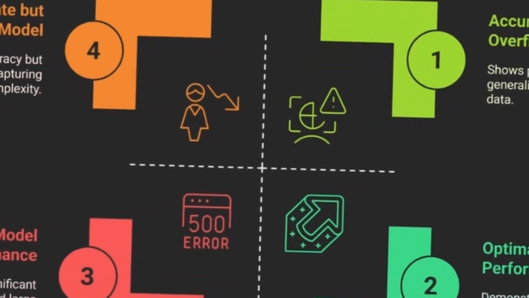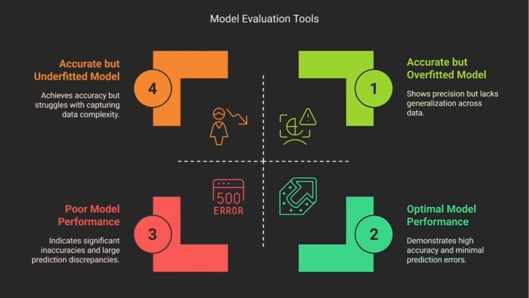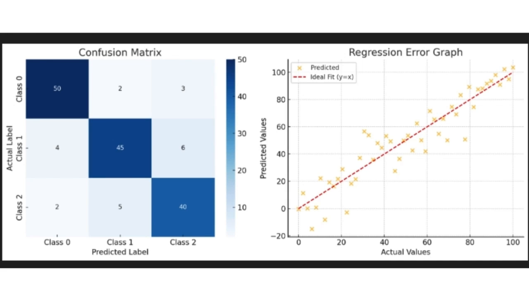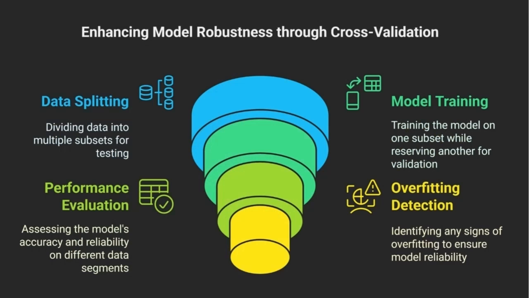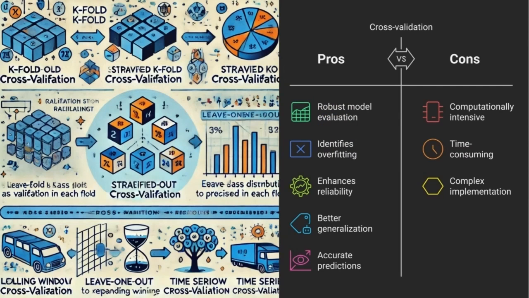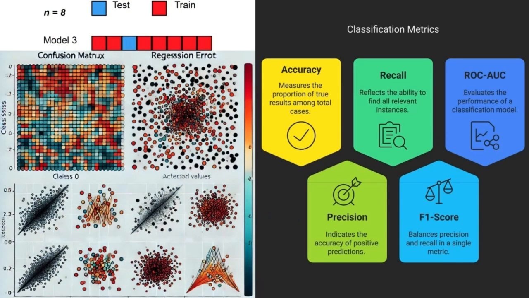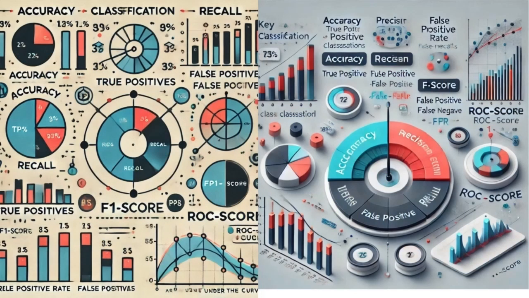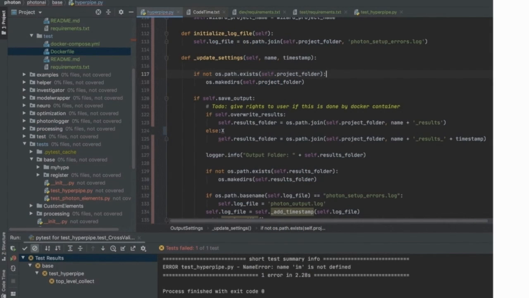Assessing model performance. Evaluating a machine learning model's performance is crucial to ensure its reliability and effectiveness. For classification tasks, key metrics include accuracy, precision, recall, F1 score, and ROC-AUC, which help assess how well the model distinguishes between different categories. In regression tasks, performance is measured using mean absolute error (MAE), root mean squared error (RMSE), and the R-squared score, which indicate how closely the predictions align with actual values.